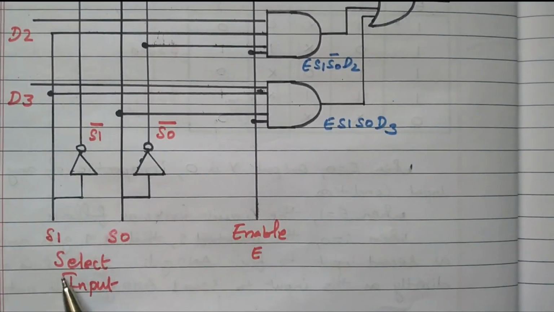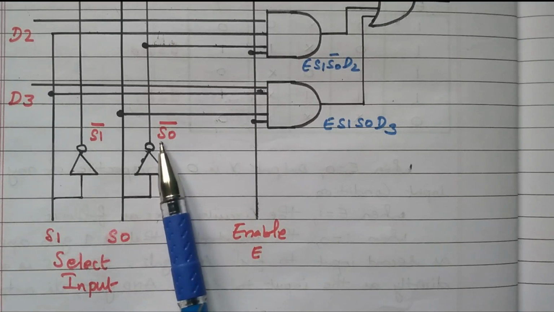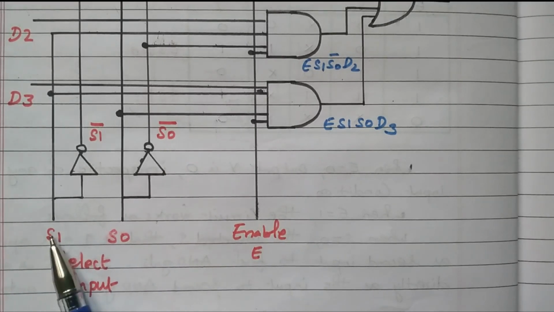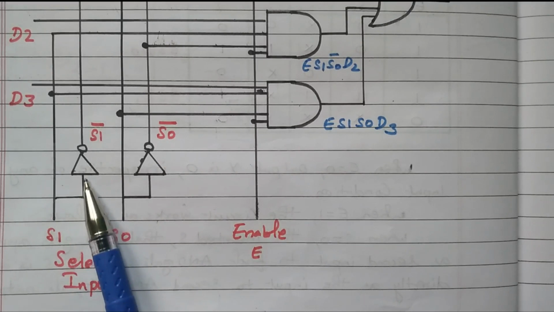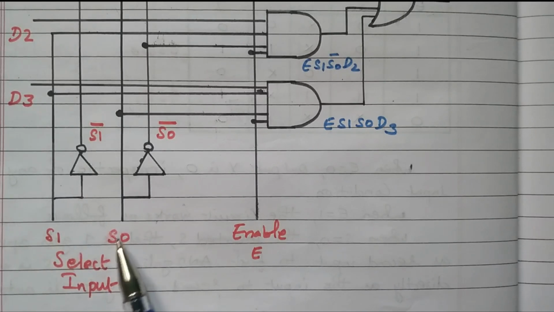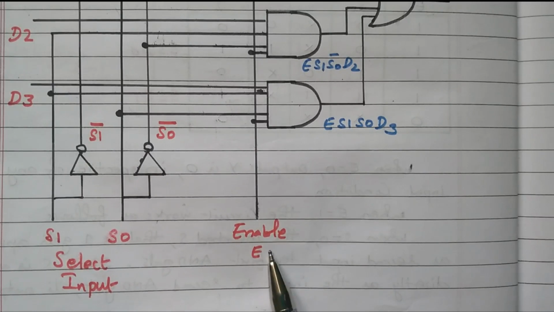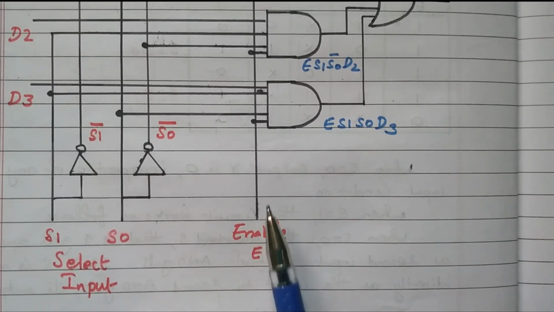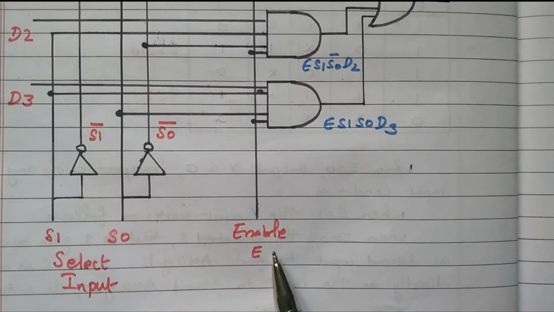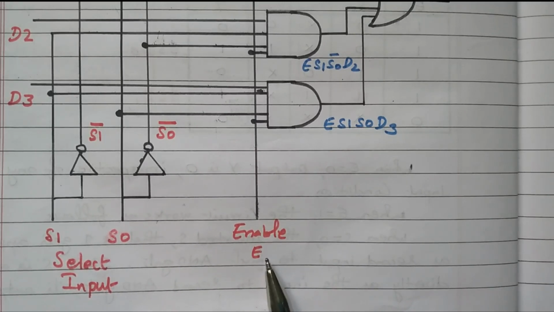So these are the selection inputs S0, S1. A tapping is taken and connected to the NOT gate, so with that we got S0 dash. In S1 also the tapping is taken and connected to the NOT gate, so that we got S1 dash, right? So S0, S1, S0 dash, S1 dash are available, and also the enable input is available. If enable input is 1, then only this circuit will work. If enable input is 0, the circuit will not work. In order to control, we have the enable input, right?